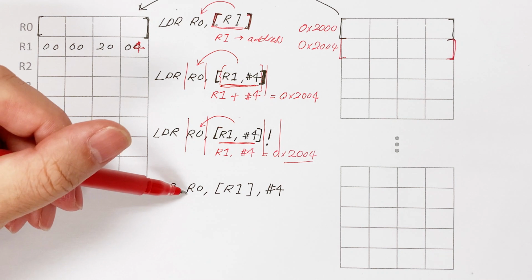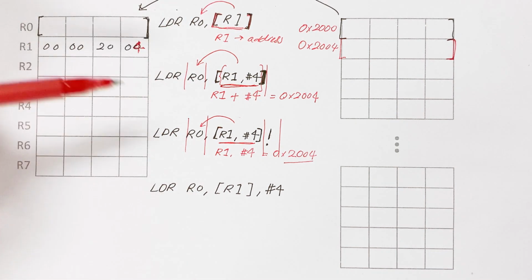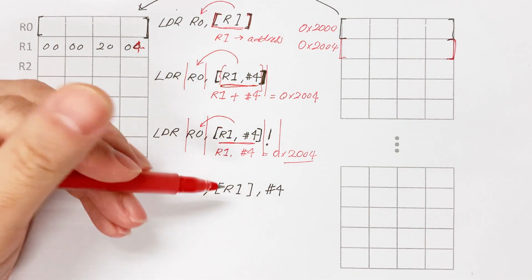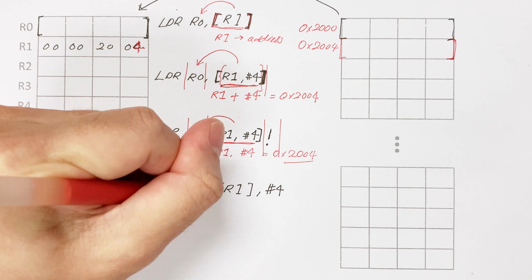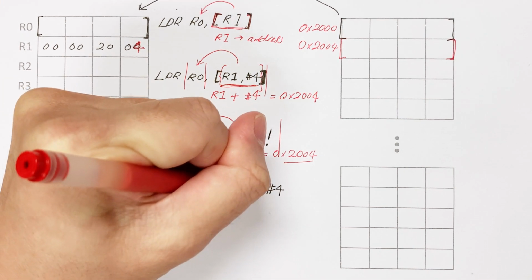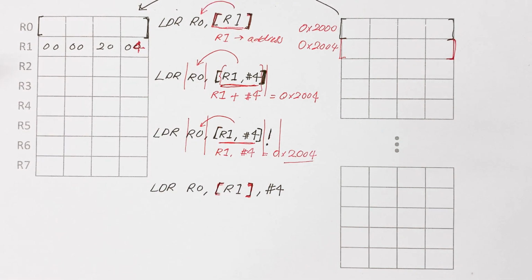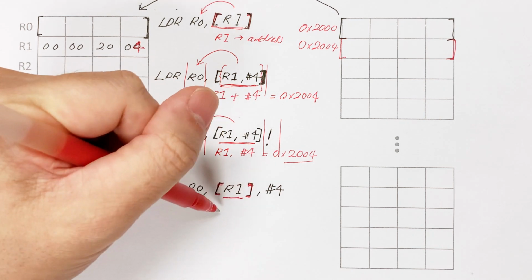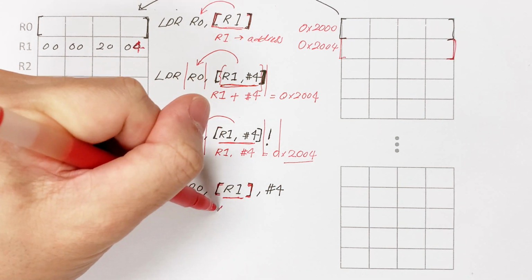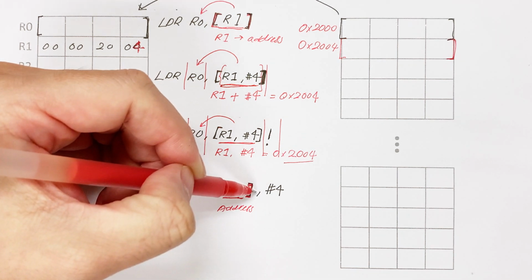So the first operand is the destination, as all the load instructions have. The second operand is the source. So again, as you can see, the source in our case comes from the memory as given by the square bracket. So whatever is inside the square bracket is the one that gives us the address. And we have an extra immediate offset outside of the square bracket.